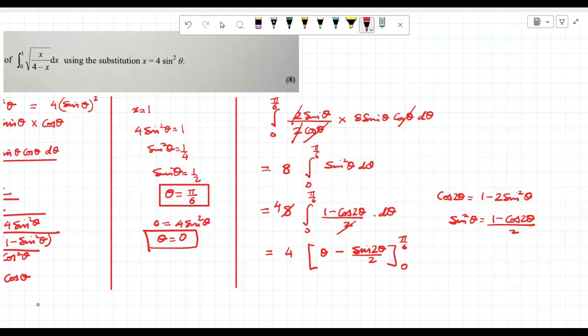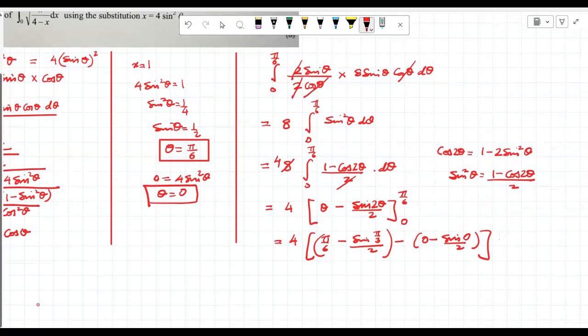So 4 times theta is pi by 6, minus sin pi by 3 upon 2, minus 0 minus sin 0 upon 2, which is 0 anyway. So 4 times pi by 6 minus sin 60, root 3 by 2, divided by 2, so root 3 by 4 it will become. Correct? And this is all 0.